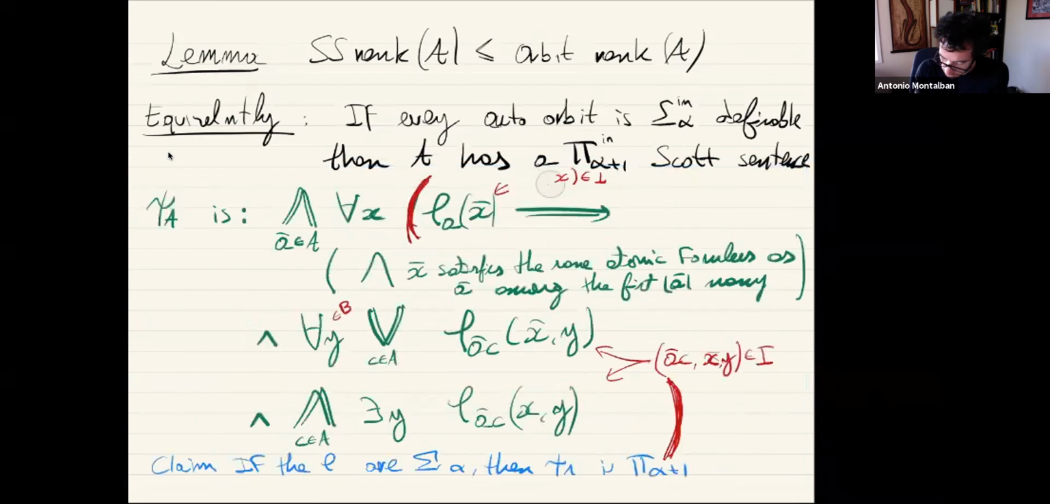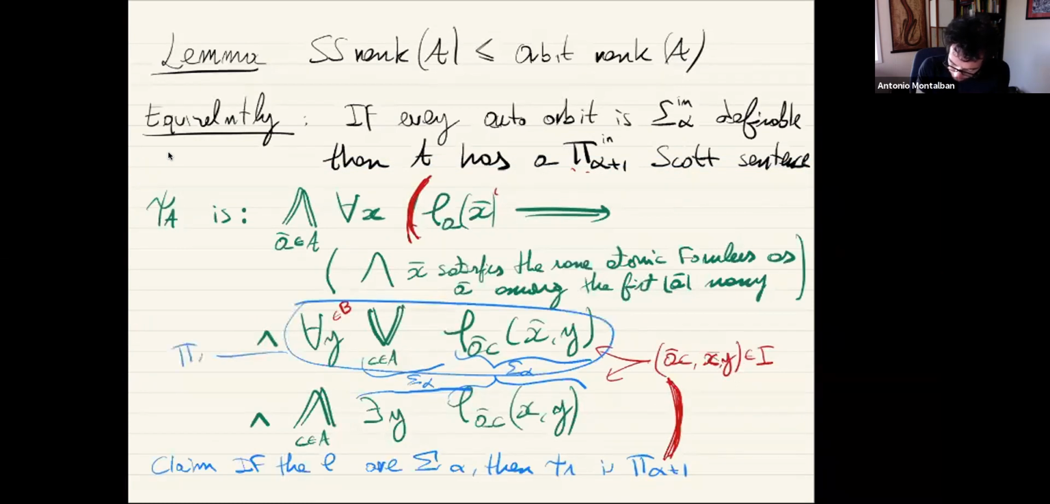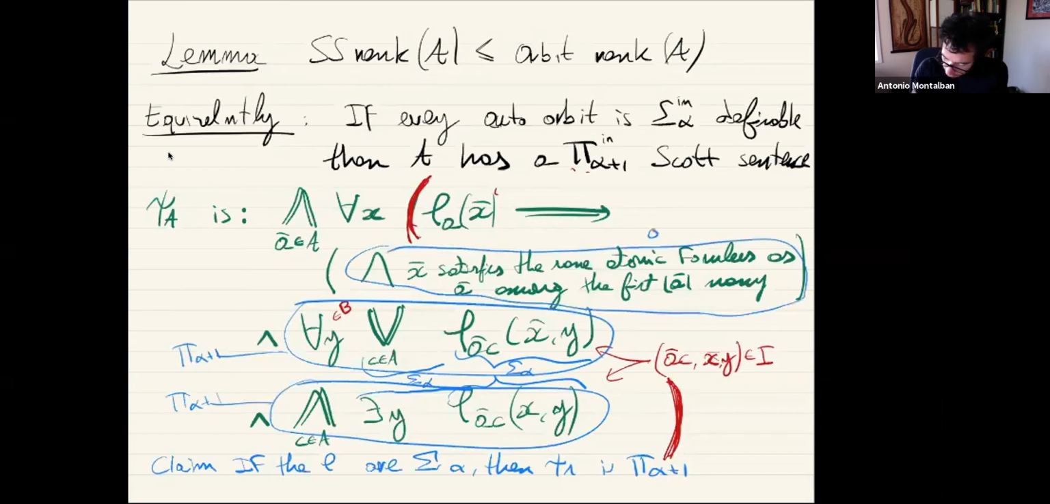Okay. Let's count the quantifiers. If we are thinking that this one and these ones are sigma alpha, then when you add a disjunction or an existential, you stay sigma alpha. But now when you put the for all up front, this becomes pi alpha plus 1. This one becomes pi alpha plus 1. This part over here is quantifier free.